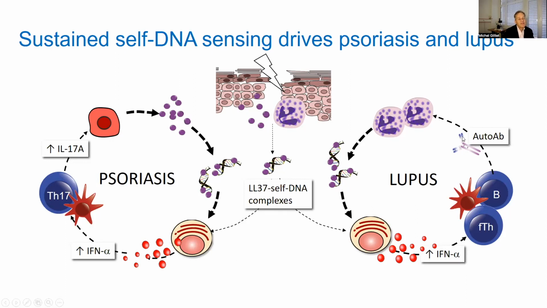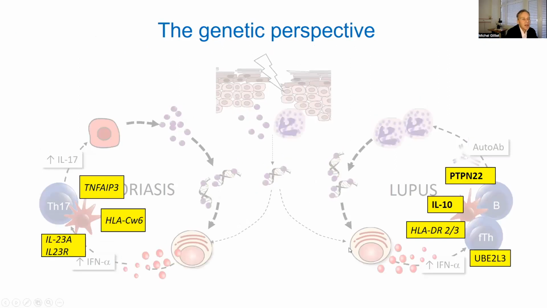So why do we have these two conditions? I think the increased Th17 induction by PDC and interferon is due to genetic polymorphism. Indeed, there are several genetic polymorphisms that have been found associated with psoriasis, some of them clearly associated with enhanced Th17 response, such as IL-23A and IL-23 receptor. On the other hand, the genetic polymorphisms associated with lupus are linked to B cell activation and autoantibody production.